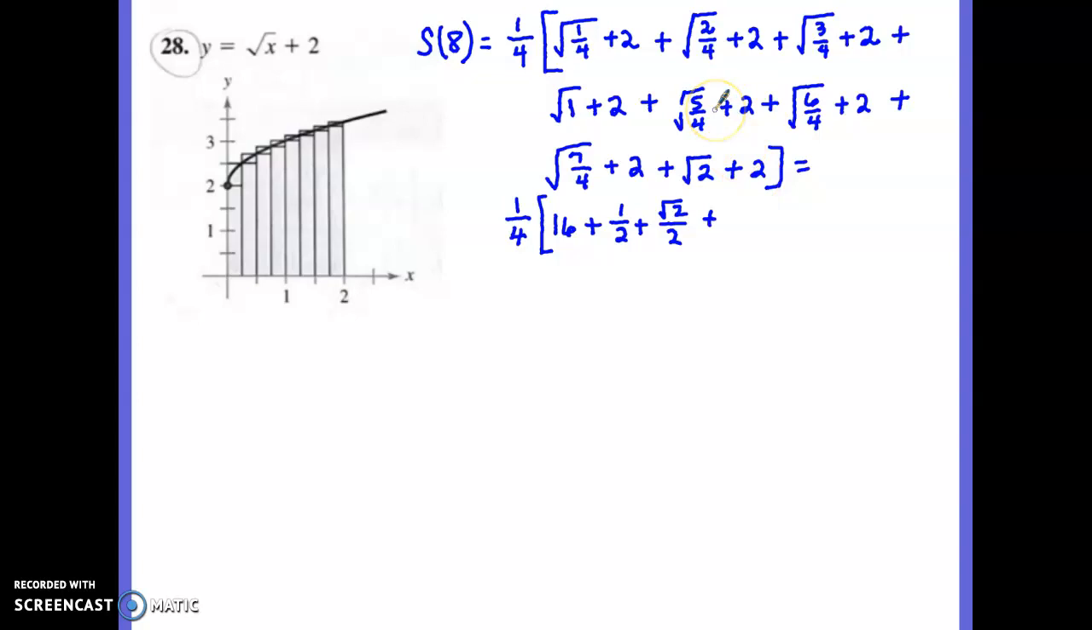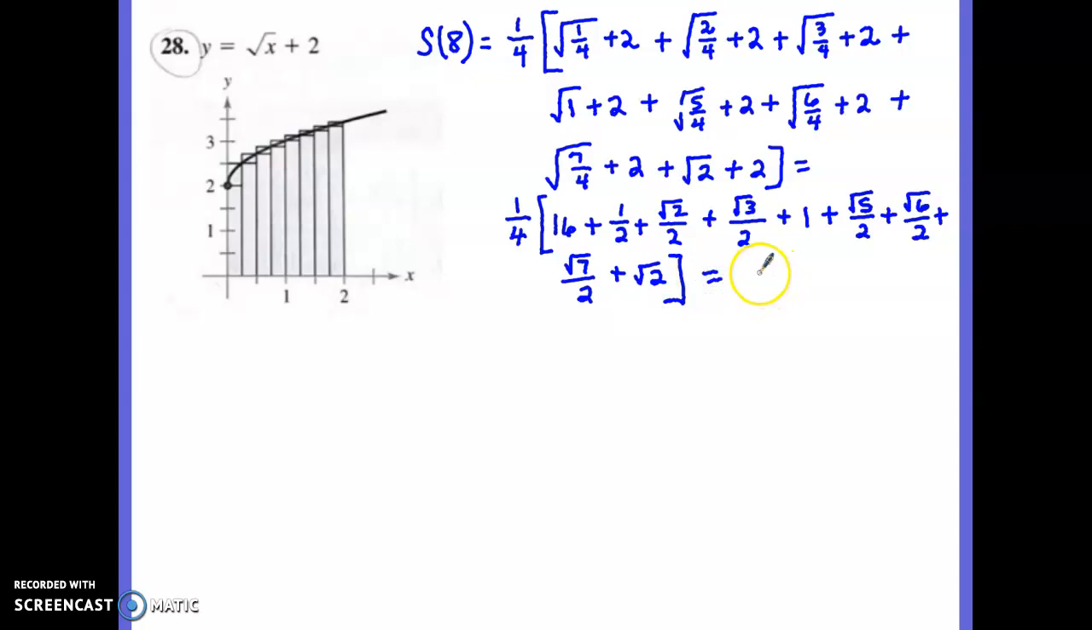All right, now, all right, we're going to go a little faster. That's going to be square root of 3/2, because I can take the square root of 4. That's 1. That's square root of 5/2. Square root of 6/2. All right, I'm still going. Square root of 7/2. And then square root of 2.